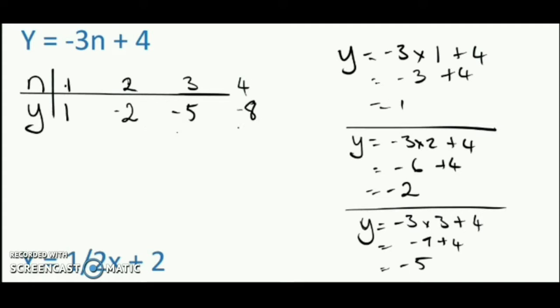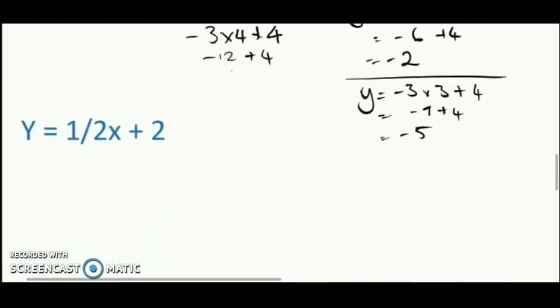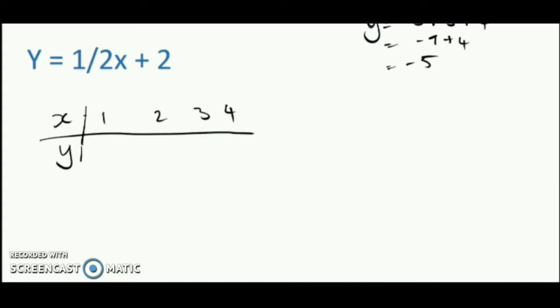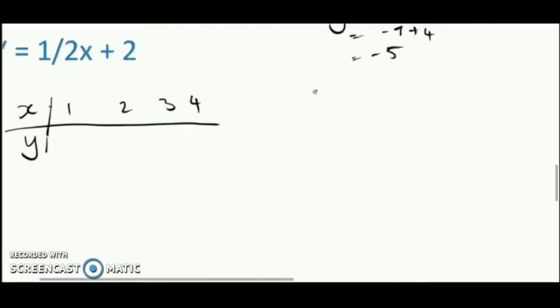Let's double check to make sure when n is 4, the number in the sequence is negative 8. Negative 3 times 4 plus 4, that gives us negative 12 plus 4, and it is in fact negative 8. Last one, we've got a fraction in this one. So if x is equal to 1, 2, 3, 4, y is equal to, let's try it. So we've got a half times x plus 2.